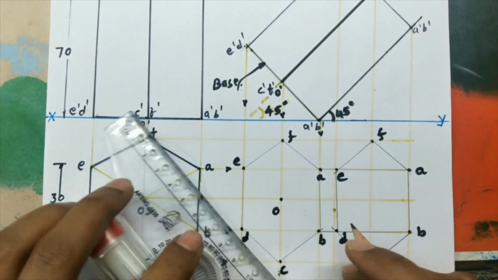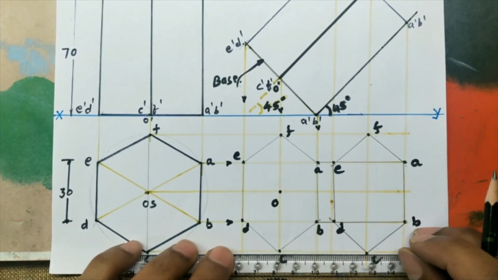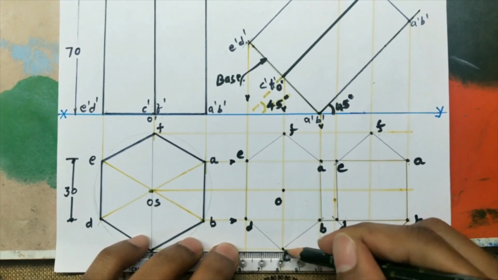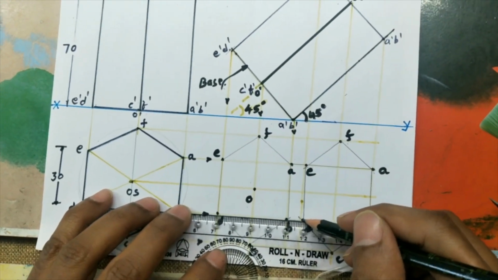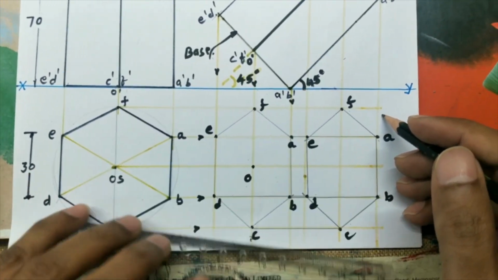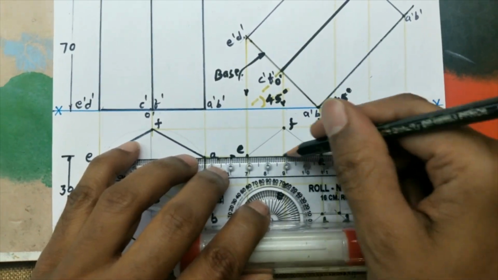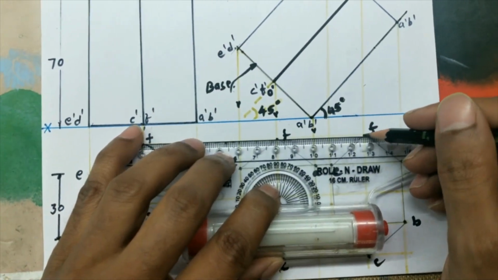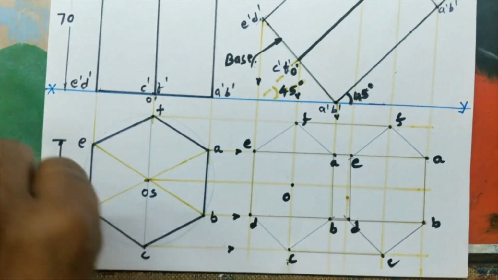Then C is joining with C. D will join with D. This is a simple way. E is joining with E, and F will join with F. Okay, I have joined all the lines.